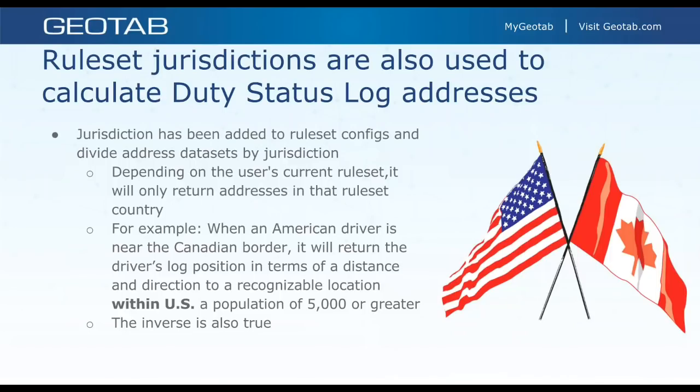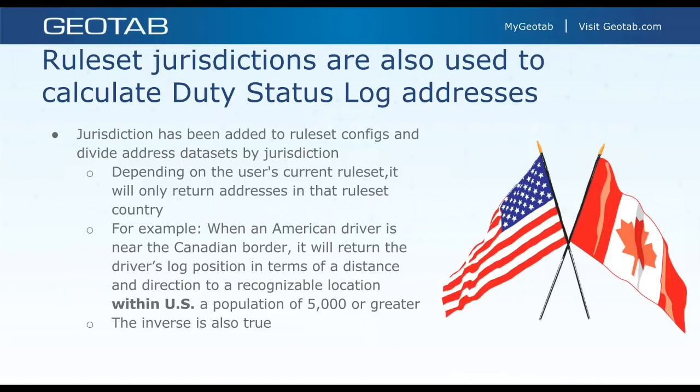This one, you might have seen if you have vehicles that are driving close to borders. Part of the mandate says that you have to put the address or the city on each of these logs based on where they're closest to. So which city with 5,000 people or more. What we were noticing sometimes is that if a U.S. driver was close to the Canadian border or sometimes even the Mexican border, they would end up getting Canadian or Mexican addresses because that's what they were closer to.